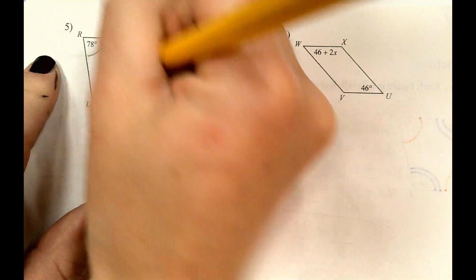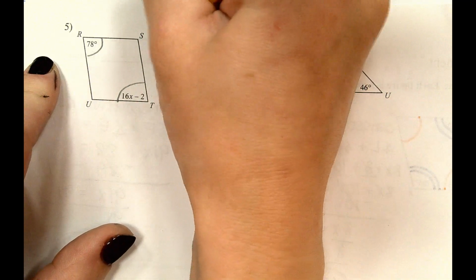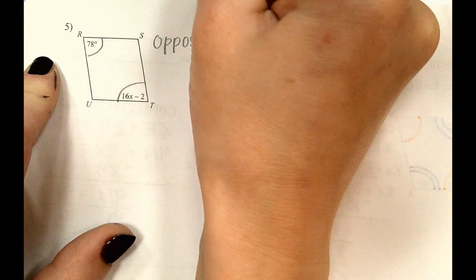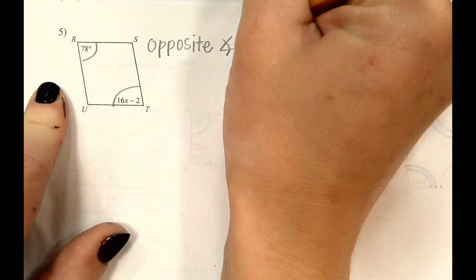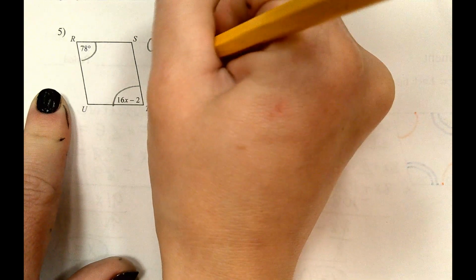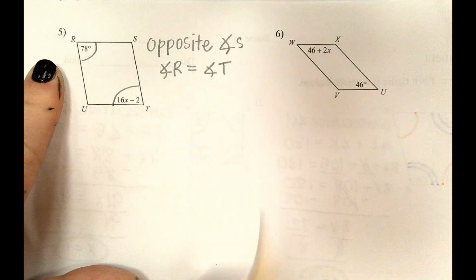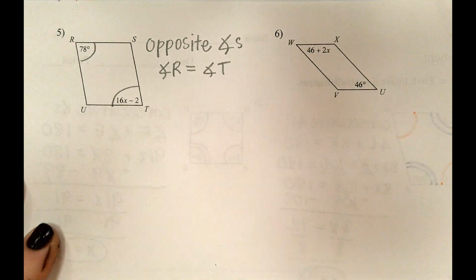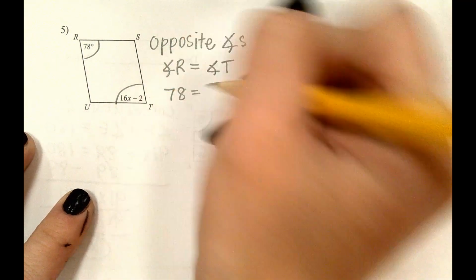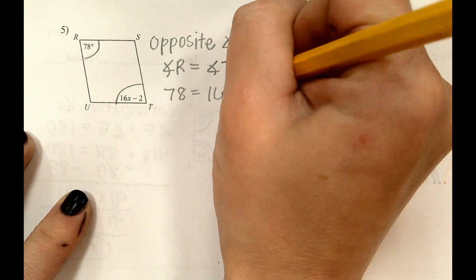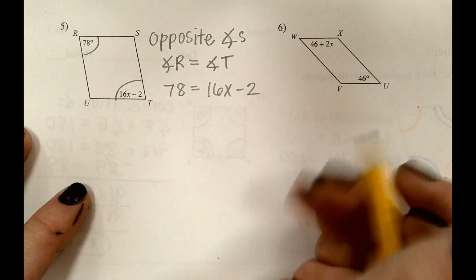And remember, opposite angles are supposed to be equal. So we will set up a different kind of equation for this problem. Opposite angles: angle R is equal to angle T. So what equation would I write to solve for x? 78 equals 16x minus 2. Yes, 78 equals 16x minus 2, and we can solve for x that way.